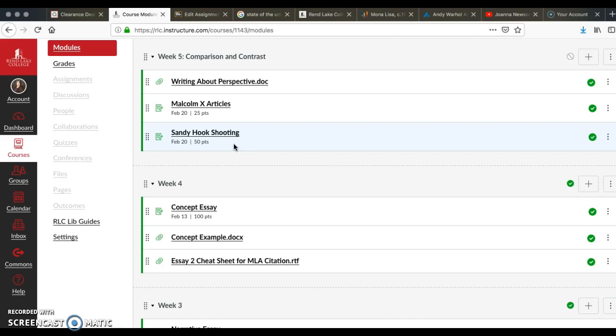So these two assignments are going to get you in the direction of writing the comparison contrast essay, which we'll talk about in detail next week.